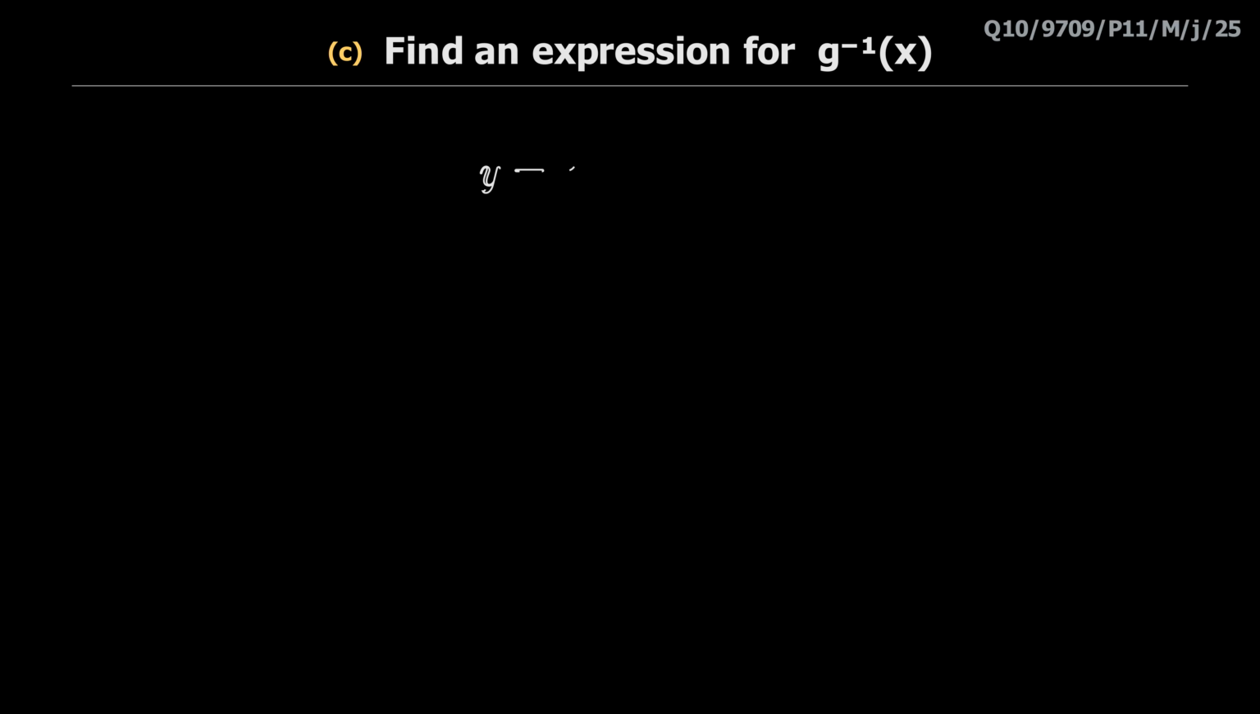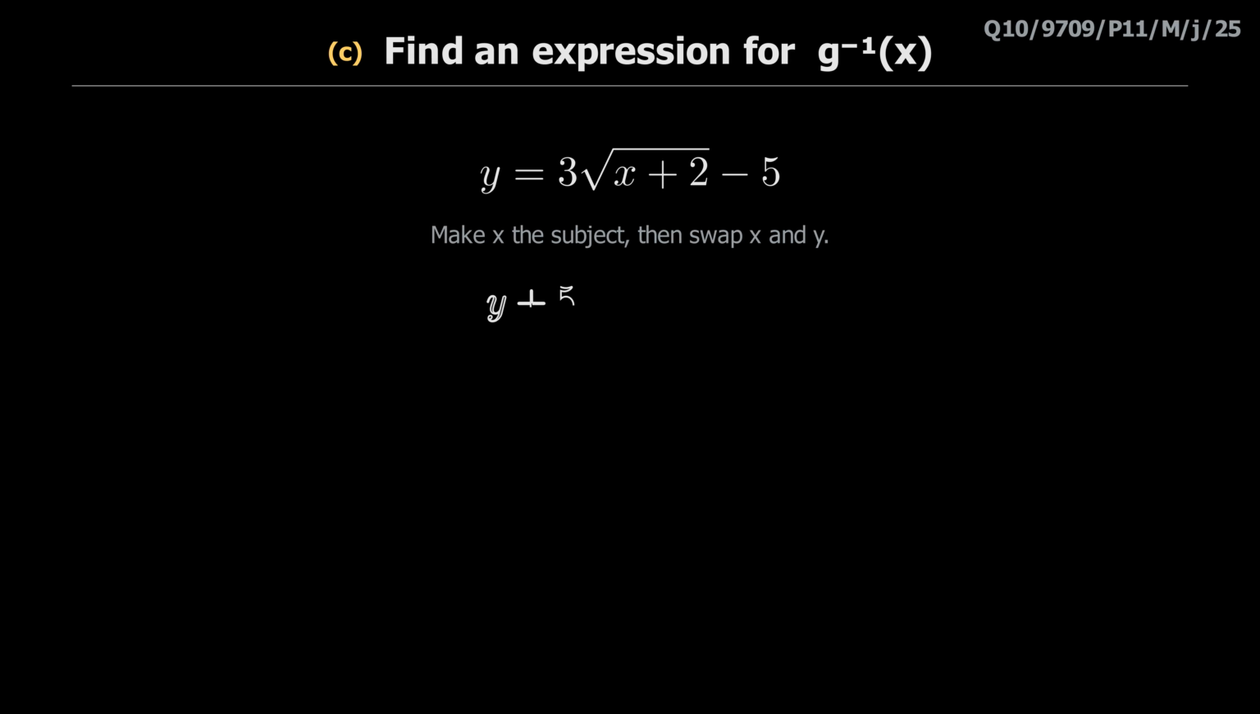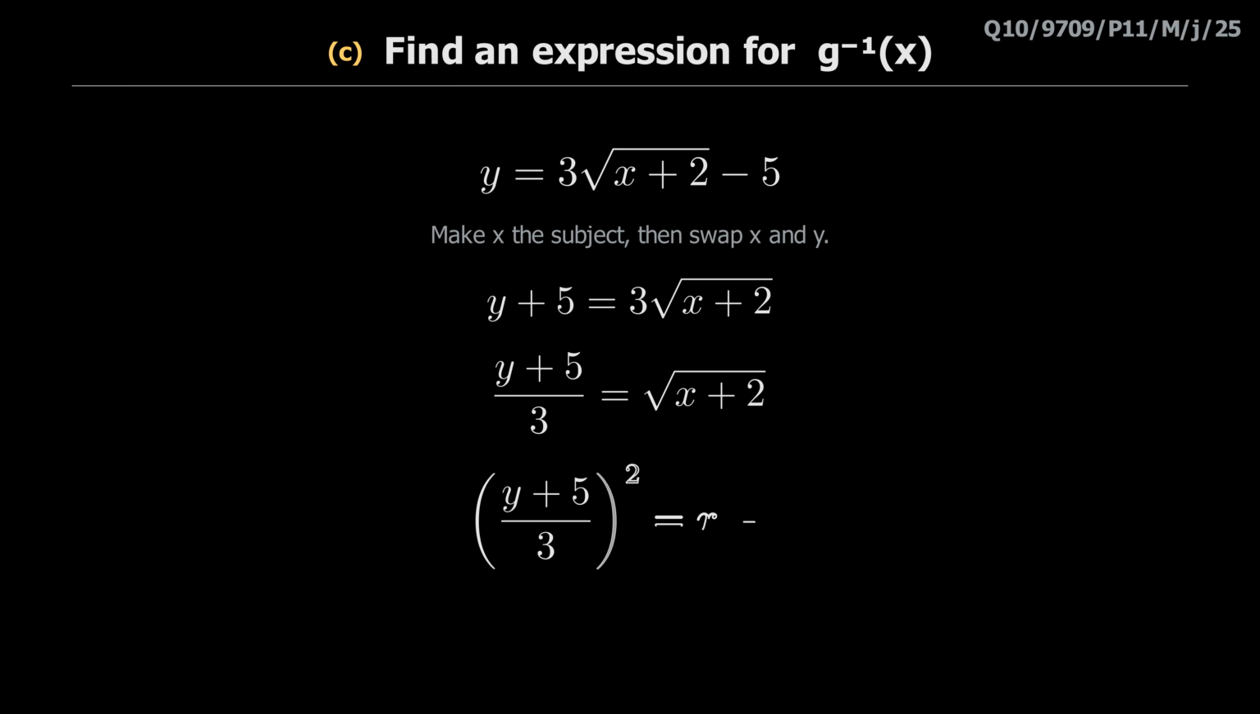Part C. Find g inverse of x. Let y equal 3 root (x plus 2), minus 5. Make x the subject, then interchange x and y. Add 5 to both sides. Divide both sides by 3. Square both sides. Subtract 2 so x is the subject. Hence g inverse of x equals ((x plus 5) over 3) all squared, minus 2.